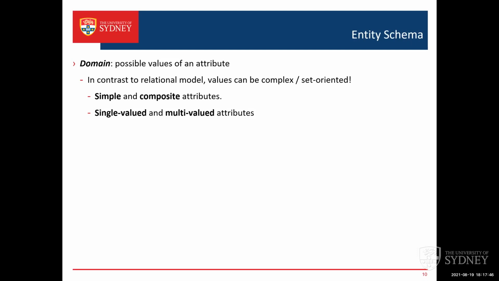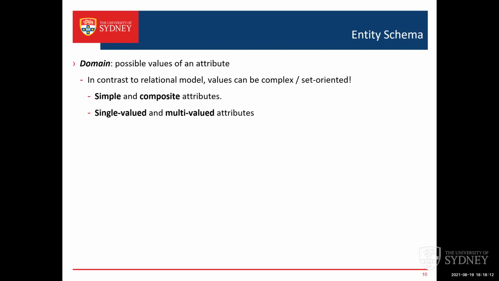Two questions I can see. Someone is asking, why do you say in contrast to relational model? When we learn about relational model next week, there we'll see that values will be simple only. But here we can see that values could be complex, like composite or multi-valued. When we learn about relational model next week, we'll see that everything will be simple. So that's why it is written in contrast.